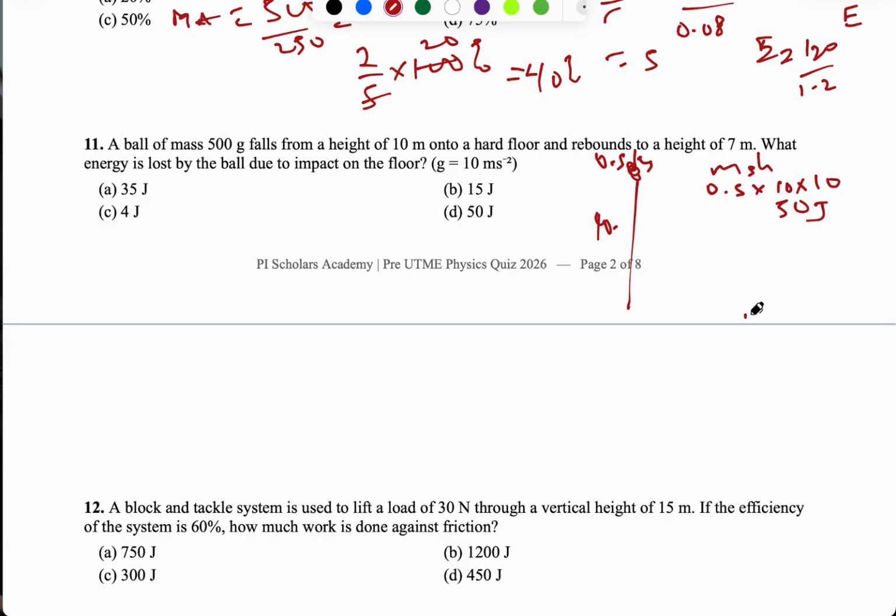When it gets to the floor, it bounces back to a height of 7 meters. That means that it has lost 3 meters worth of potential energy. What's the new energy here? It's also going to be mgh, 0.5 times 10 times the 7 meters height above the ground. And this is going to be 35 joules. Now, what will be the energy loss? That will be the 50 joules minus the 35 joules, and you would get 15 joules. Yes, 15 joules. So that will be the correct answer to that.